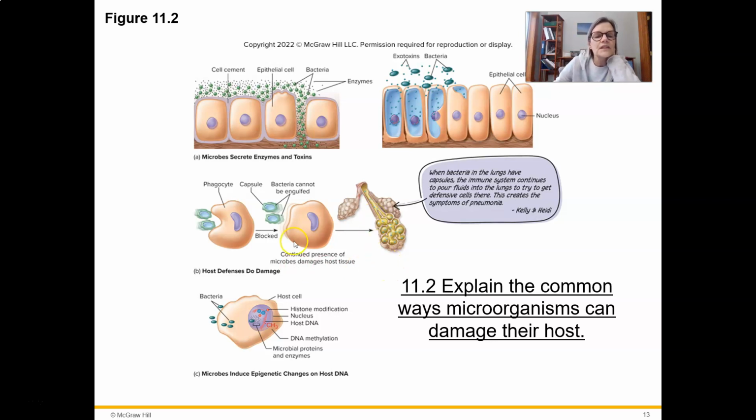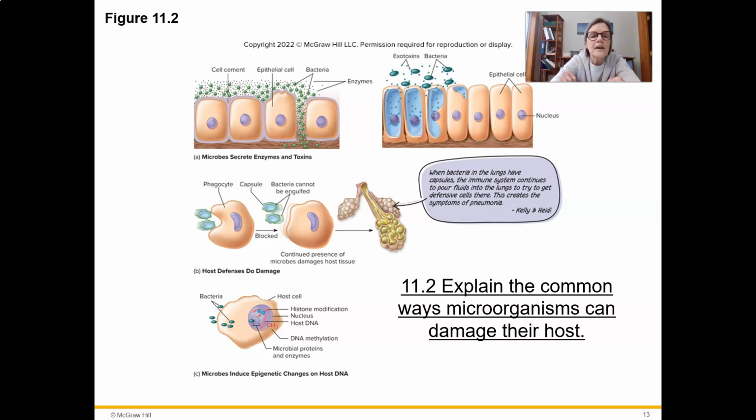But there's actually a couple major ways. Microorganisms are going to grow in the body and they're going to potentially damage tissues. One of the probably most common ways that they damage tissues is that they secrete enzymes and toxins. Different enzymes can do things like break up the connections between cells or break red blood cells up. There's all sorts of enzymes that bacteria produce, and they can cause damage to our cells.